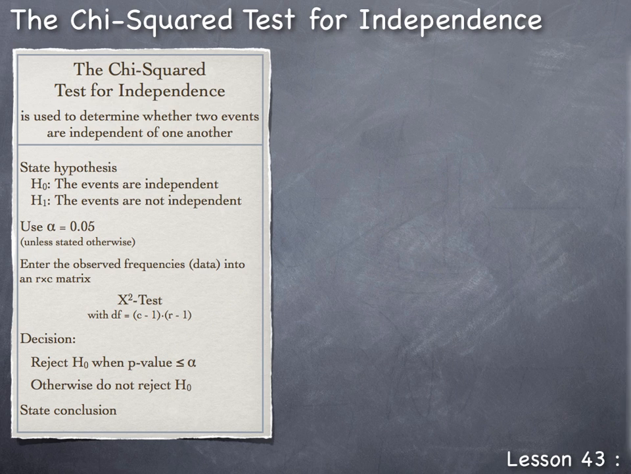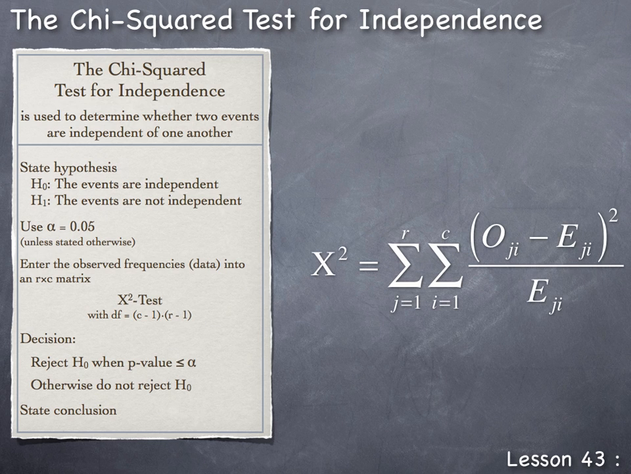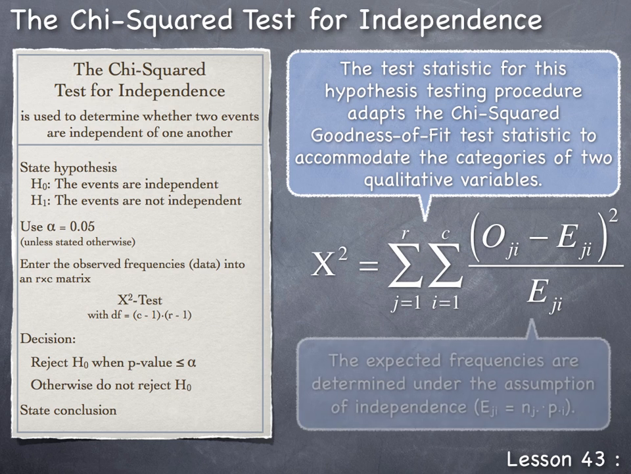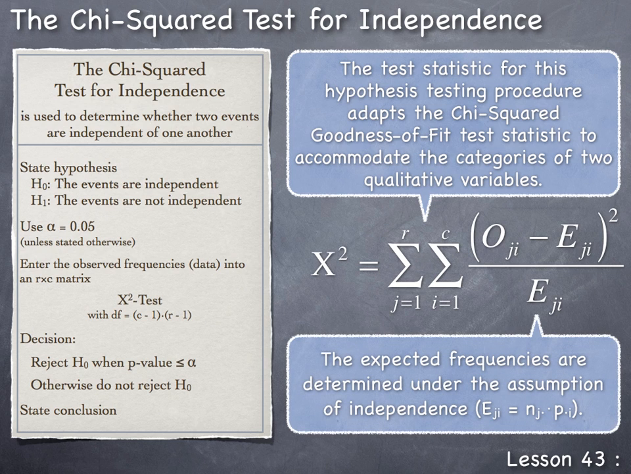Now the formula that's programmed into the TI-84 calculator's chi-squared test command is given here. The test statistic for this hypothesis testing procedure adapts the chi-squared goodness of fit test statistic to accommodate the categories of two qualitative variables, where the expected frequencies are determined under the assumption of independence. Now, the calculation of this formula and the calculation of the expected frequencies under the assumption of independence is all done in the TI-84 calculator.